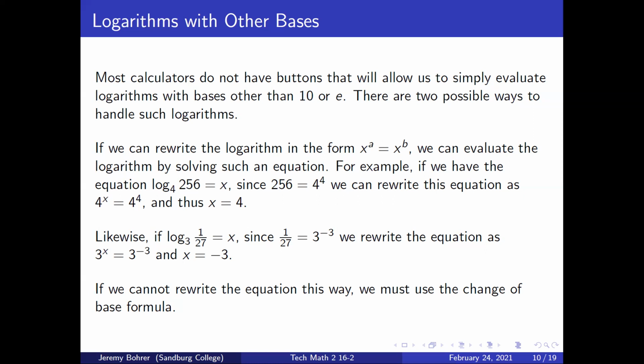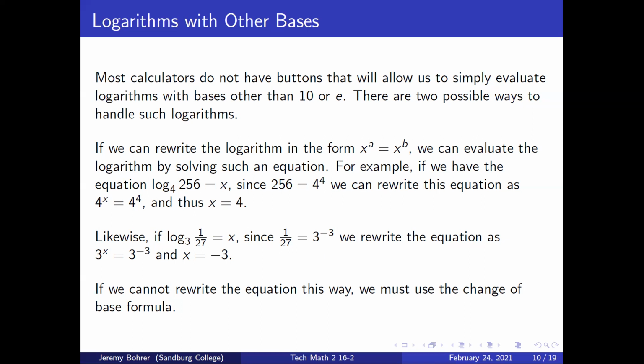Likewise, if log base 3 of 1/27 equals x, since 1/27 equals 3 to the negative 3, we can rewrite the equation as 3 to the x equals 3 to the negative 3, and x equals negative 3.